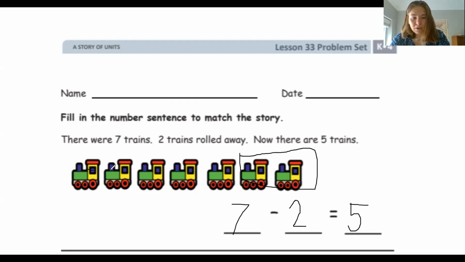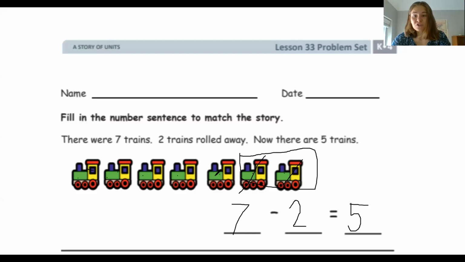Let's check our work by counting, right? We have 1, 2, 3, 4, 5, 6, 7 trains. We took away these 2, 1, 2, and now we have 1, 2, 3, 4, 5. Fabulous work. All right, so we worked on that one together.